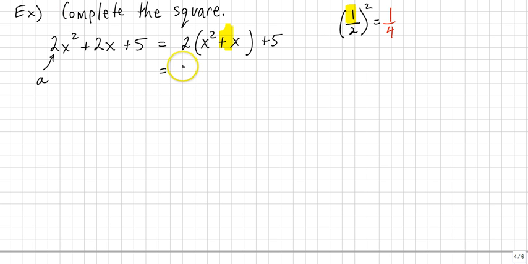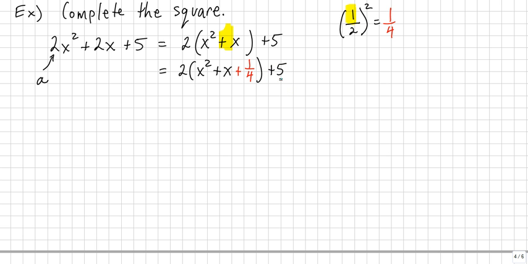So I always take what I get by dividing by 2 and squaring it, and I always add it right after this term. But I can't just add 1/4 because I want to. I have to make sure that this expression is exactly the same as the expression that we started with. They always have to be the same expression. So I can't just add a fourth because I want to. So what I have to do is balance this thing out.